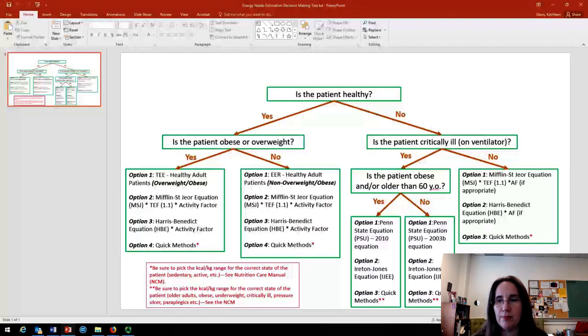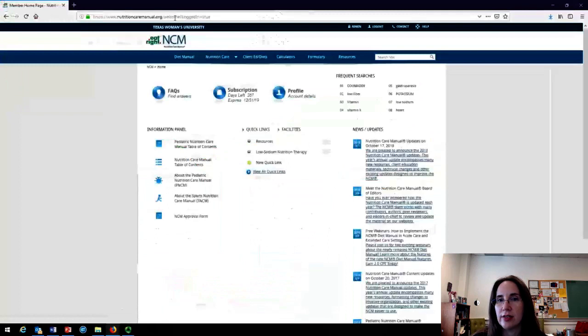If they are both healthy and overweight or obese, you could use the TEE equation, part of the DRIs. You could use the Mifflin-St. Jeor, you could use Harris-Benedict, or you could use a quick method. If there isn't a quick method that applies to your patient or client on the cheat sheet, you can go to the Nutrition Care Manual to find one. Let's do that now. So going to the Nutrition Care Manual, I will drag that over here.